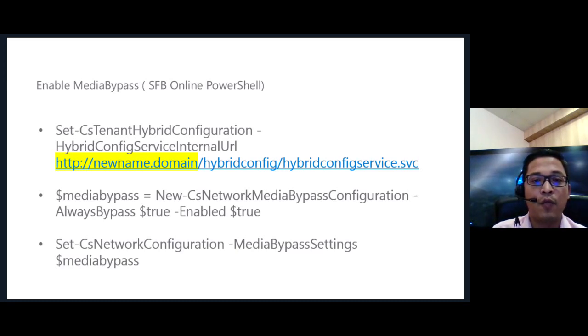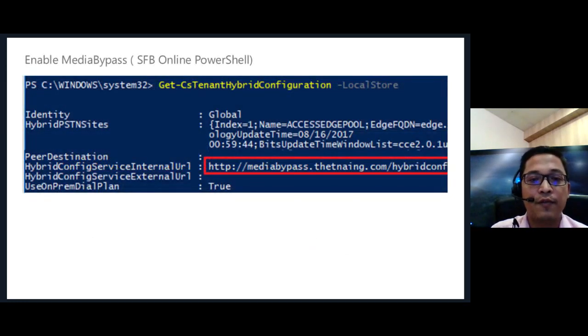Okay, so now what is done is you are staying in Skype for Business Online PowerShell. You run Get-CsTenantHybridConfiguration with -LocalStore. You will see that the DNS record I just added will be reflected here. Previously, it didn't have it. At the same time, you may notice that we do not configure anything about the external URL. We only take care of the internal URL, media bypass dot your domain name dot blah blah blah, and then you will have to set it up.